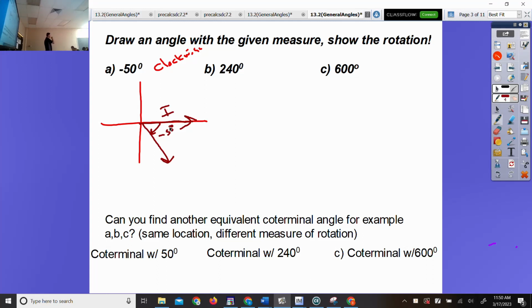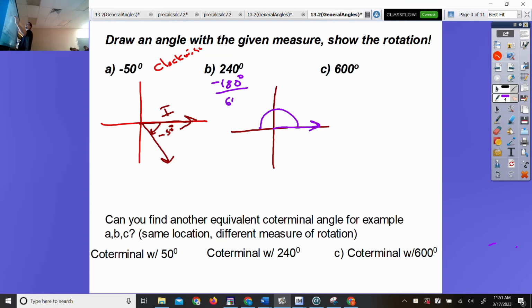Next up is 240. What you got there? Counterclockwise is positive. How many full quadrants are you going to rotate through? 2. Because if you do 2 quadrants, you cover how many degrees? 180. Start here, rotate 1, 2. There's 180 degrees accounted for. What's left?